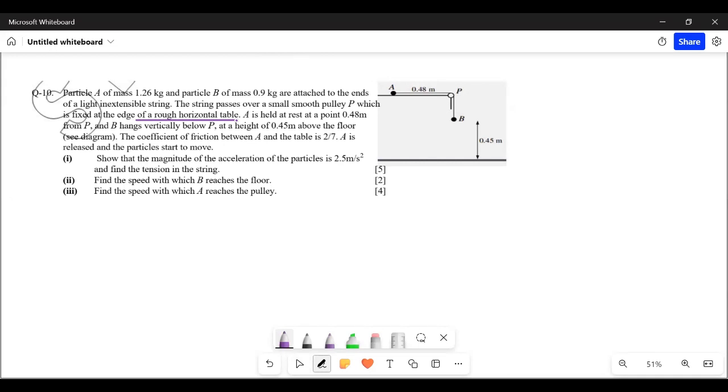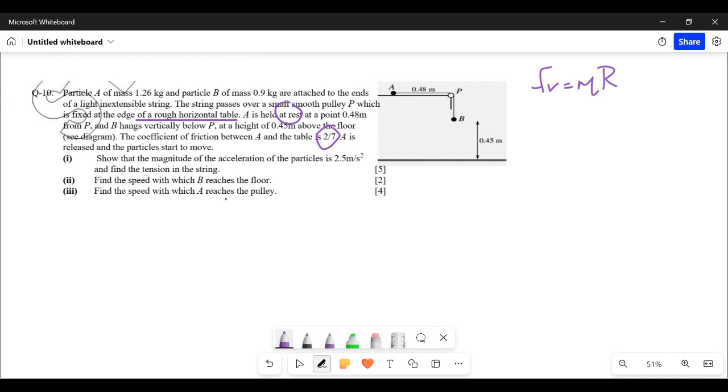A is held at rest at a point 0.48 meters from P, and B hangs vertically below P at a height of 0.545 meters above the floor. The coefficient of friction between A and the table is 2/7. That means friction would be mu R. A is released and the particles start to move. Show that the magnitude of acceleration of the particle is 2.5 and find the tension in the string. Meaning we'll be using simultaneous equations.